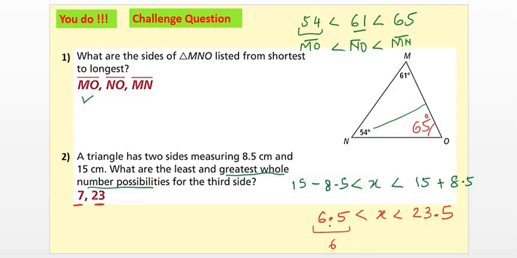So you will start after 6.5, it will be 7, 8, 9 and so on until you reach the last whole number, that is 23. So these are the two whole numbers that we are looking for. So the answer will become 7 and 23. That's all for this video, for this lesson. Hope you understand it.